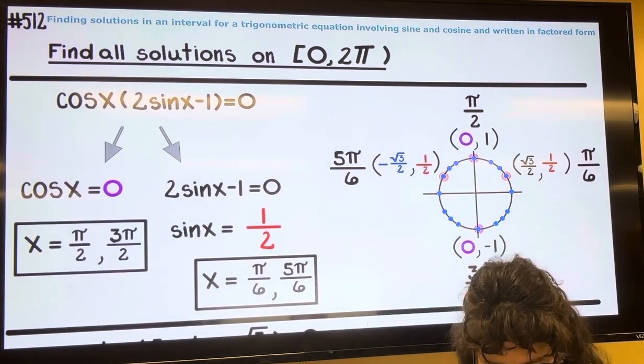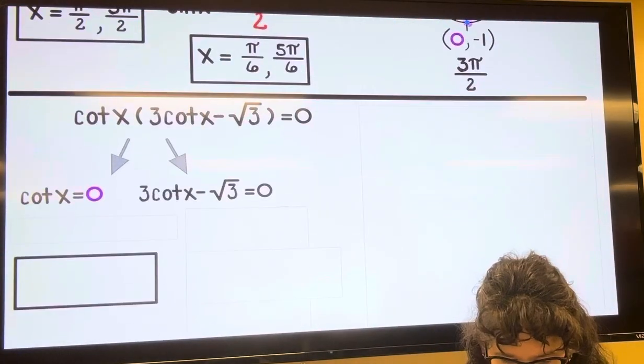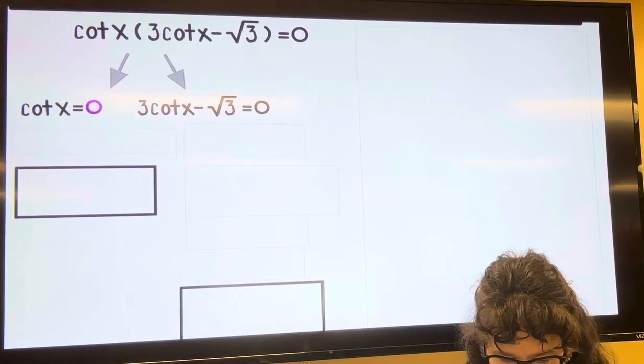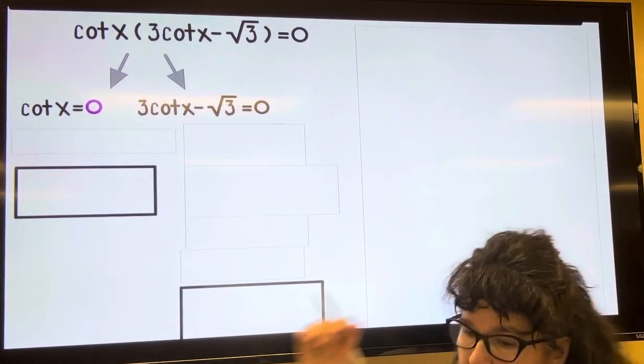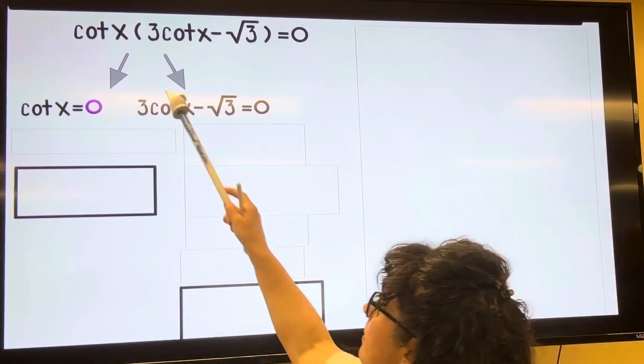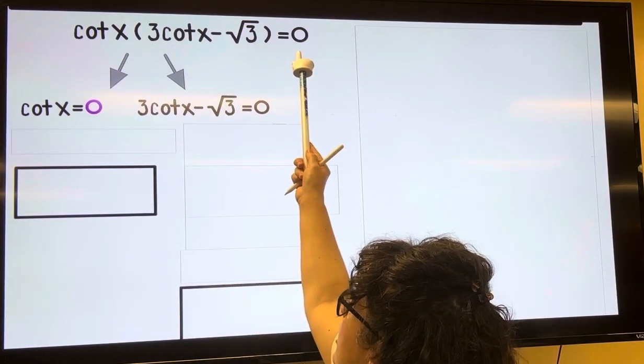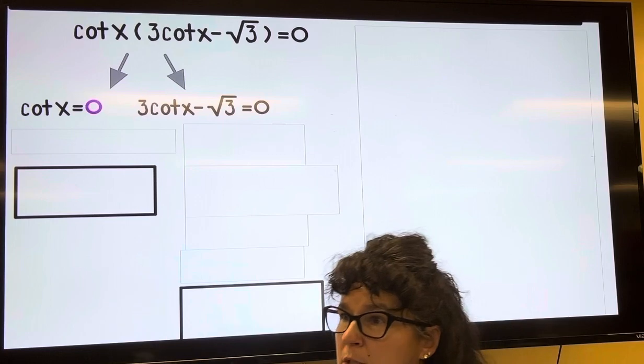Okay, then let's take a look at one that has cotangent in it. We're starting off exactly the same. I've already done the first step. When I have two things multiplied together equal to 0, we're gonna set each piece equal to 0.